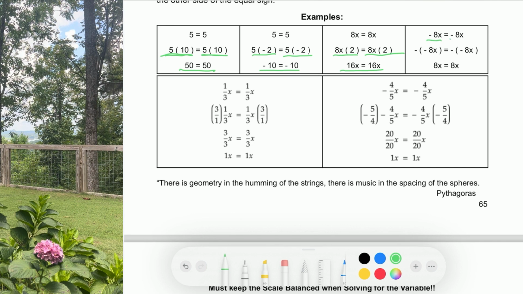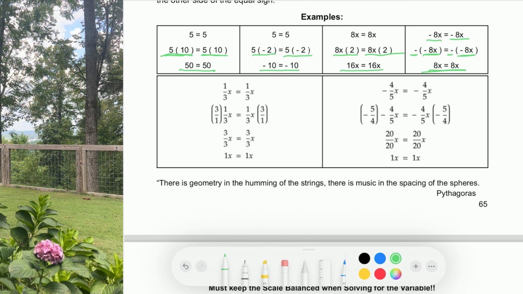-8x. If I multiply -8x by a negative, then I need to multiply -8x by a negative on the other side. And that would give us a positive 8x equals a positive 8x.